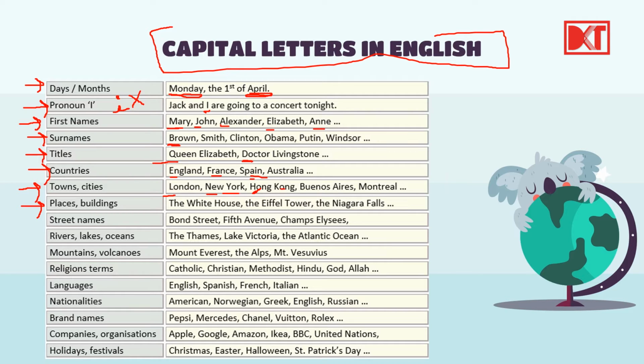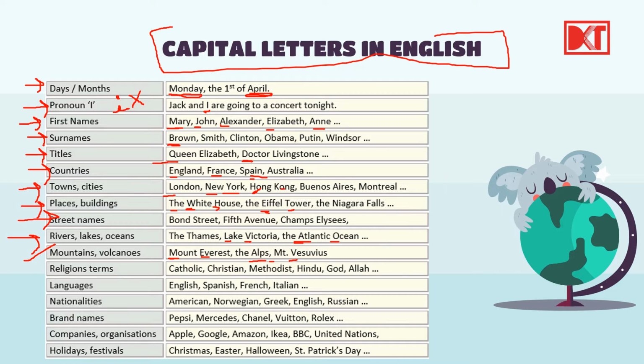Places and buildings like the White House, so T, W and H are capital. The Eiffel Tower, T, E and T capital. First letters are capital. Street names, rivers, lakes and oceans like the Thames, Lake Victoria, Atlantic Ocean, A capital. Mountains and volcanoes, Mount Everest, M and E capital. Alps, A capital. Mount Vesuvius.